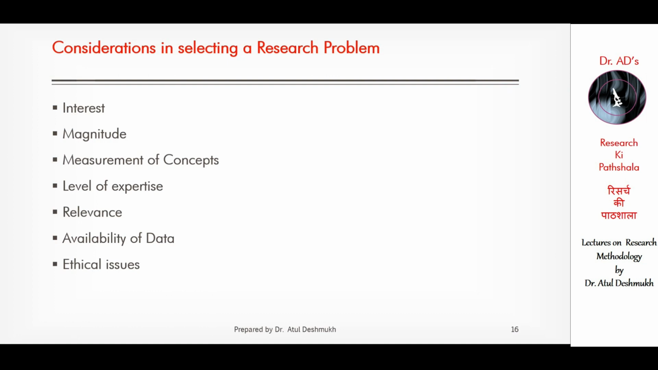If I have proposed the topic and the measurement concepts are not available, so whatever I want to measure, whatever things related to the primary outcome variable I want to present, if it is not available, then it is difficult for you to go ahead with your topic. So the measurement of concept should be there.